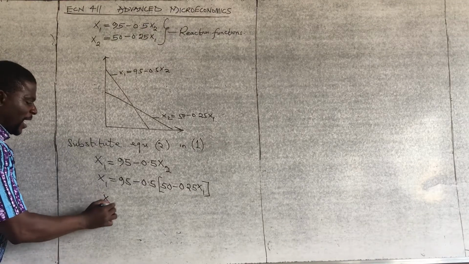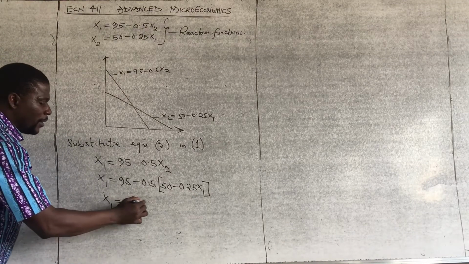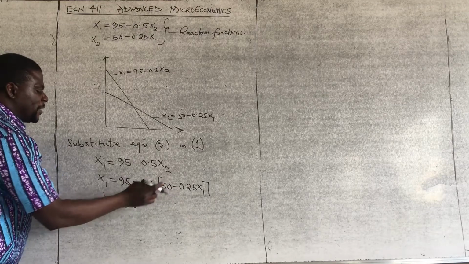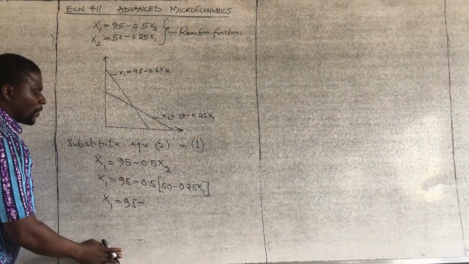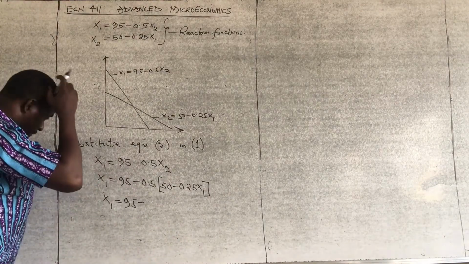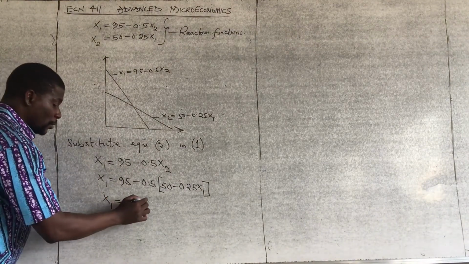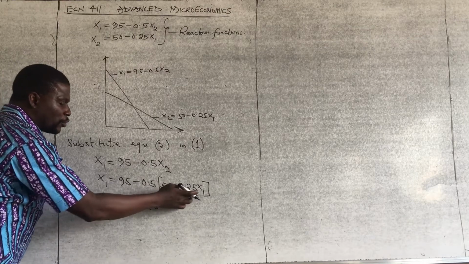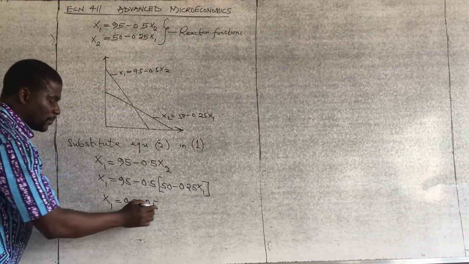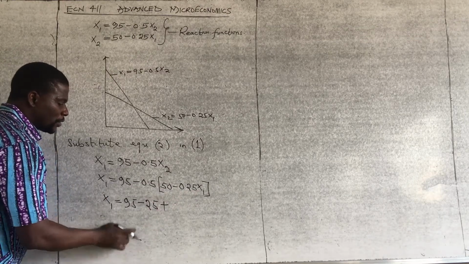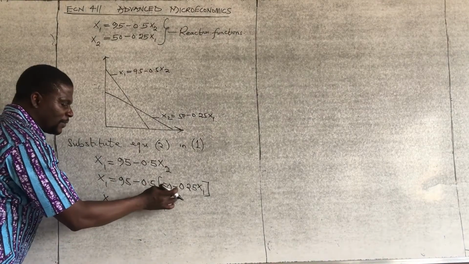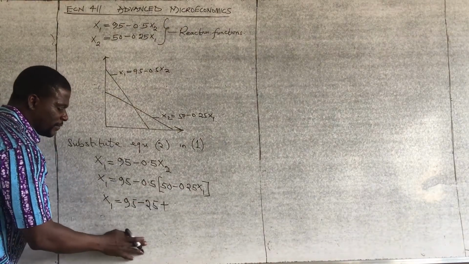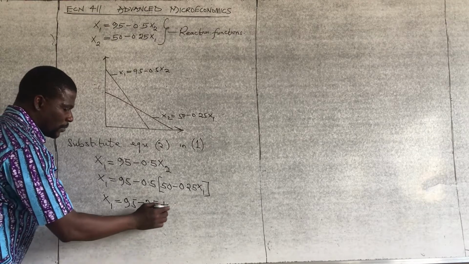So expand now. x1 will now be equal to 95 minus 0.5 times 50. 0.5 times 50, is it 25? Yes, 25. Then minus 0.5 times minus 0.25. Minus 0.125. It should be plus. Minus 0.5 times minus 0.25, okay, plus 0.125.